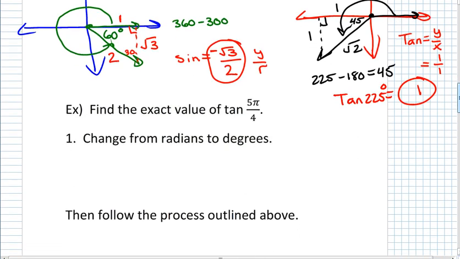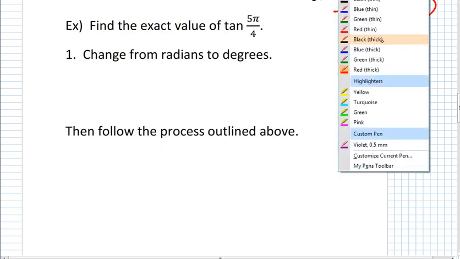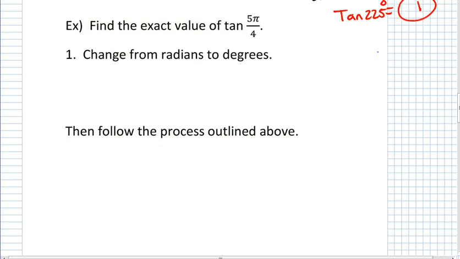Now, if they give you the angle in radians, probably the easiest way for some of you to do this, and the way I'm going to show you, is to change from radians to degrees. So 5 pi over 4, remember you times it by 180 over pi, cross cancel, 4 goes into 180 45 times, and 5 times 45 gives you 225.